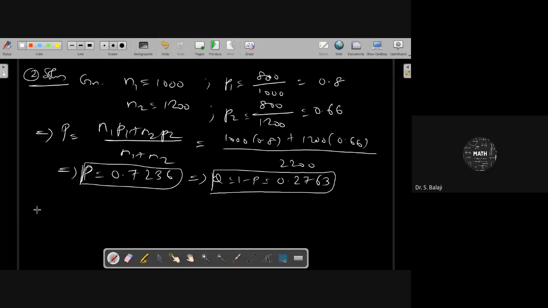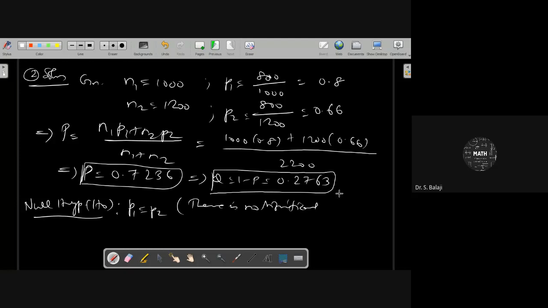Then you can move on to the null and alternative hypothesis. Null hypothesis H naught always says that P1 equal to P2. There is no significant difference between the two sample proportions. This is a general comment.